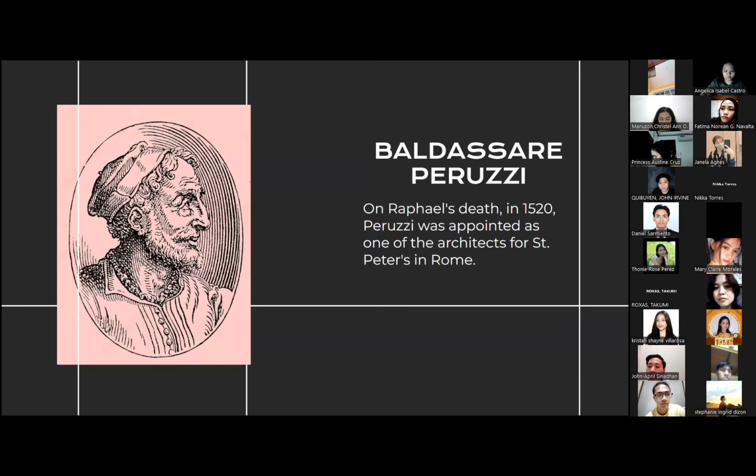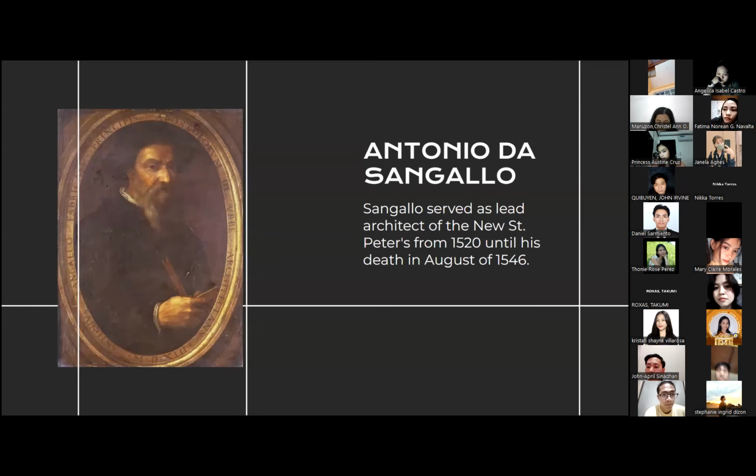Pagkatapos po ng kamatayan ni Raphael, noong 1520 po, Peruzzi was appointed as one of the architects for St. Peter's in Rome. Basically po, he maintained the changes that Raphael proposed to the internal arrangement of the three main apses, but otherwise reverted back to the Greek cross plan and other features of Bramante. Next slide po. Next is Antonio da Sangallo.